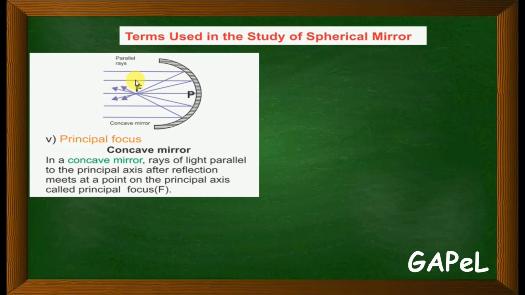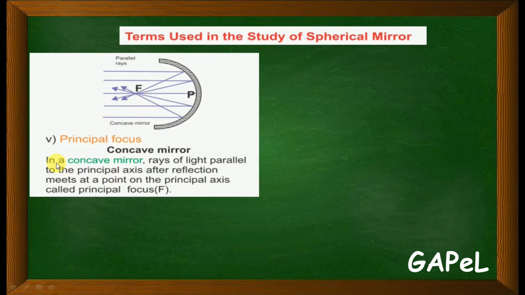Similarly the second incident ray, after reflecting, will pass through F. Similarly this third line, since it is on the principal axis, will reflect back in the same direction. Then the fourth line, after reflection, will pass through F, and this one also will pass through F. That point is called the principal focus.